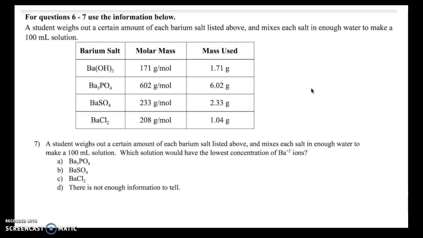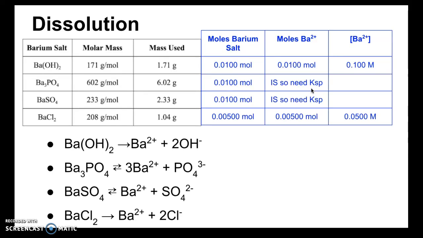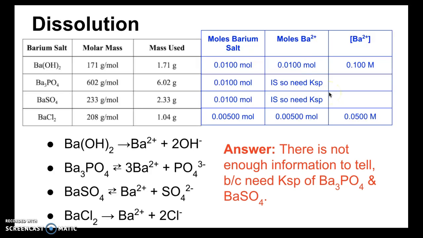Okay, for question 7, they're kind of flipping it, and in this case, they're asking for the one with the lowest concentration of barium ion. We know that the lowest concentrations are going to come from the insoluble salts. However, we don't have the KSP, so we cannot calculate the concentration of barium ions in these insoluble salts. We need the KSP to do it. So in this case, there's not enough information. So for question 7, not enough. Can't do it. If you had the KSP, you could do it.